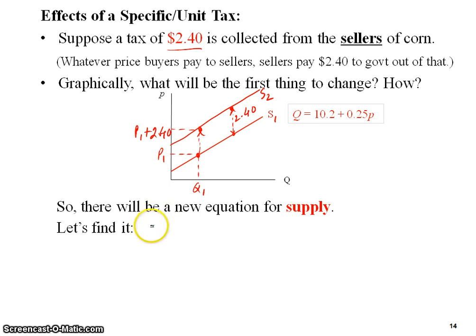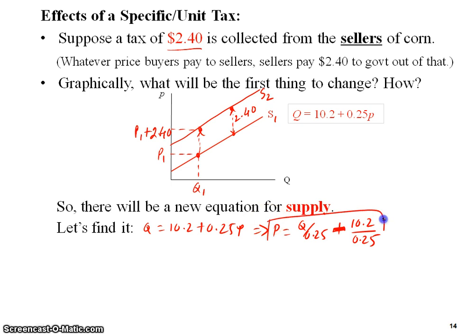So if you write out the old supply equation, right, and solve for P, this is what you get, right? Q over 0.25 minus, so this is a minus sign, not a plus sign, 10.2 over 0.25. So this is the inverse supply equation before the tax was imposed.